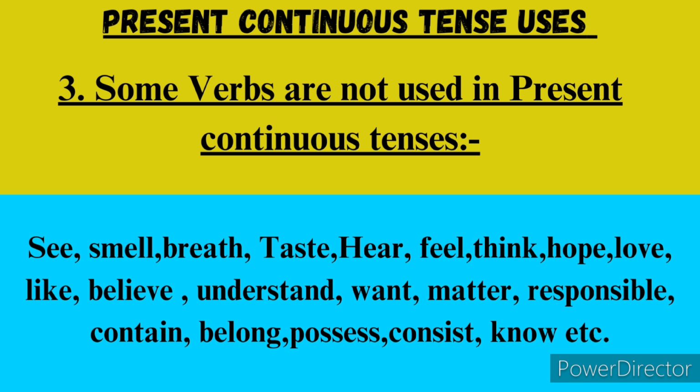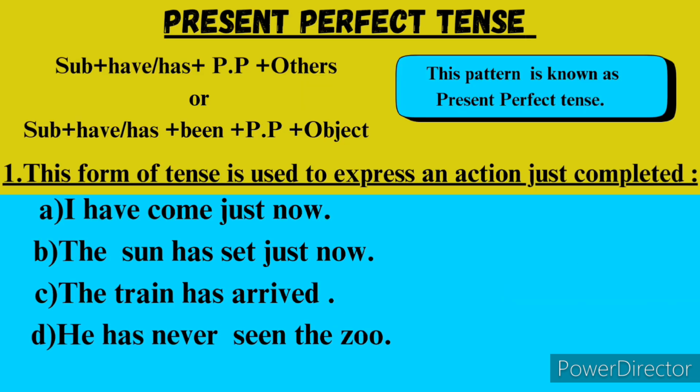Some verbs are not used in present continuous tense, which does not consist in ing form. For example: see, smell, breathe, taste, hear, feel, think, hope, love, like, believe, understand, want, matter, responsible, contain, belong, possess, consist, know.